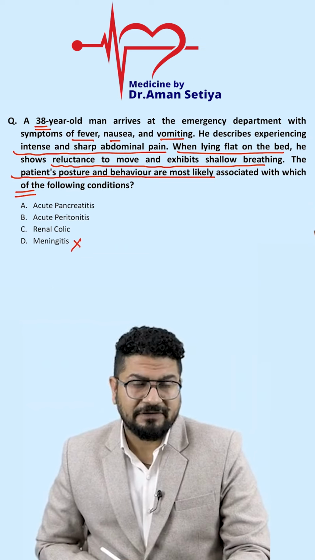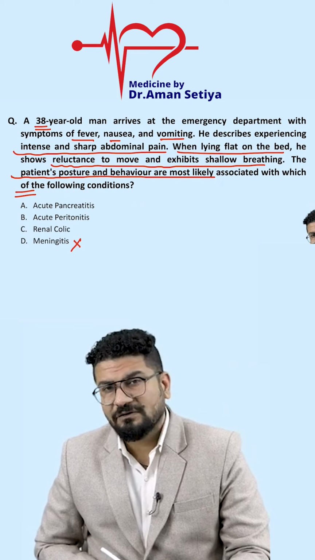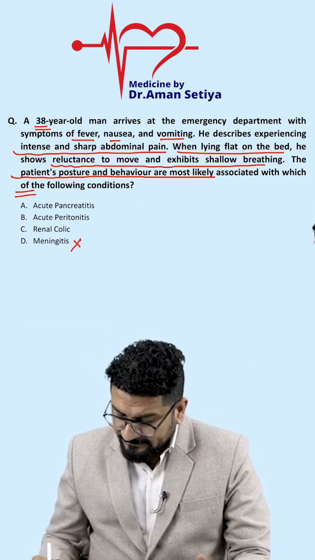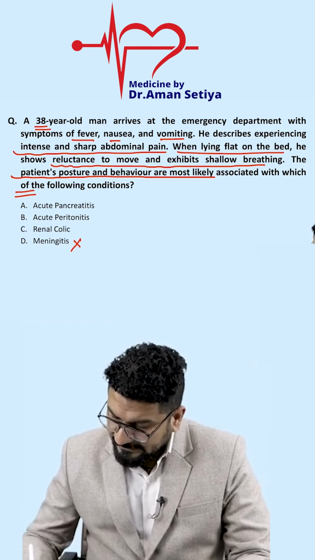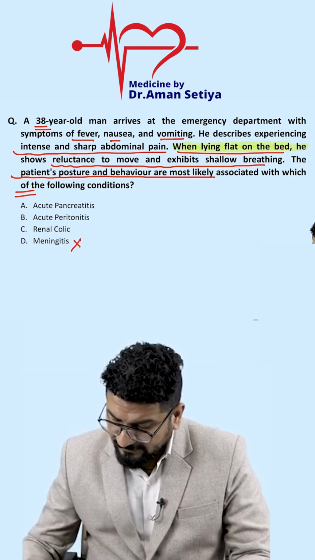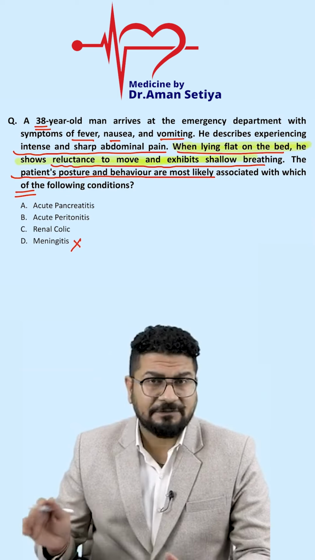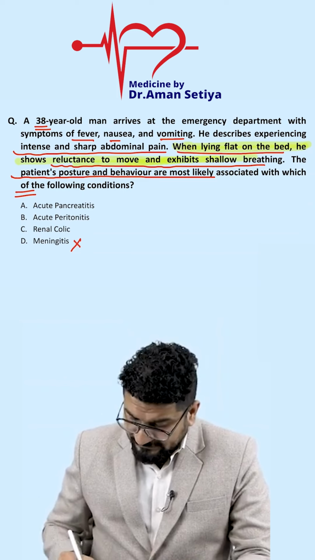Renal colic pain will be intense, but it will move towards the tip of the penis, and in a female patient towards the vulva. That is not mentioned. The hint in the MCQ is that even when lying flat on the bed, he doesn't want to move because he is having intense pain. That is where we see this type of pain.